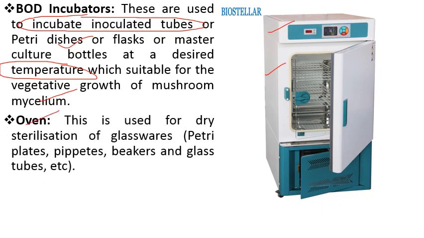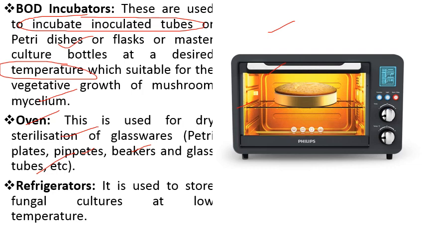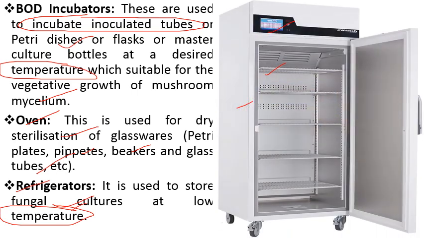Next is oven. So this is used for dry sterilization of glasswares, petri dishes, plates, pipettes, beakers and glass tubes etc. इसमें हम high temperature में इन glasswares को sterilize करते हैं. Next comes refrigerators. So these are used to store fungal cultures at very low temperature. So low temperature पे fungal cultures को store करने के लिए we use the refrigerators.